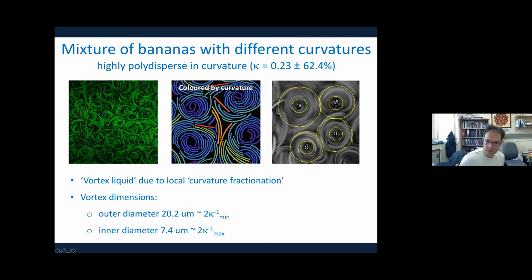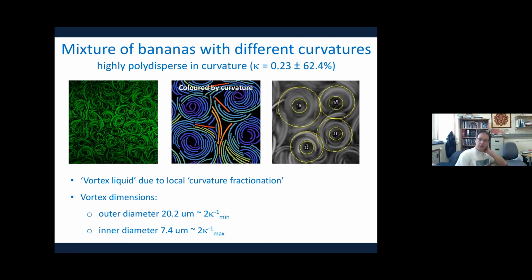So this is still quite fresh, and we're still working hard on this to see what it does for different packing fractions and different populations. But it's clear to me that there's a lot to be seen with these bananas and different polydispersities and curvatures. So with that, I come to the end, and let me summarize here.